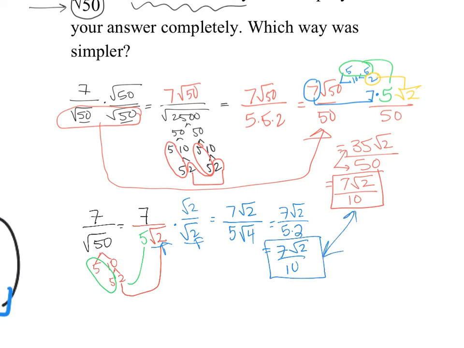So there's plenty of different ways that you can try and rationalize this. There's just sometimes some different ways that might be simpler. You might have even tried it another way, but your final answers would all be the same once you finish simplifying.